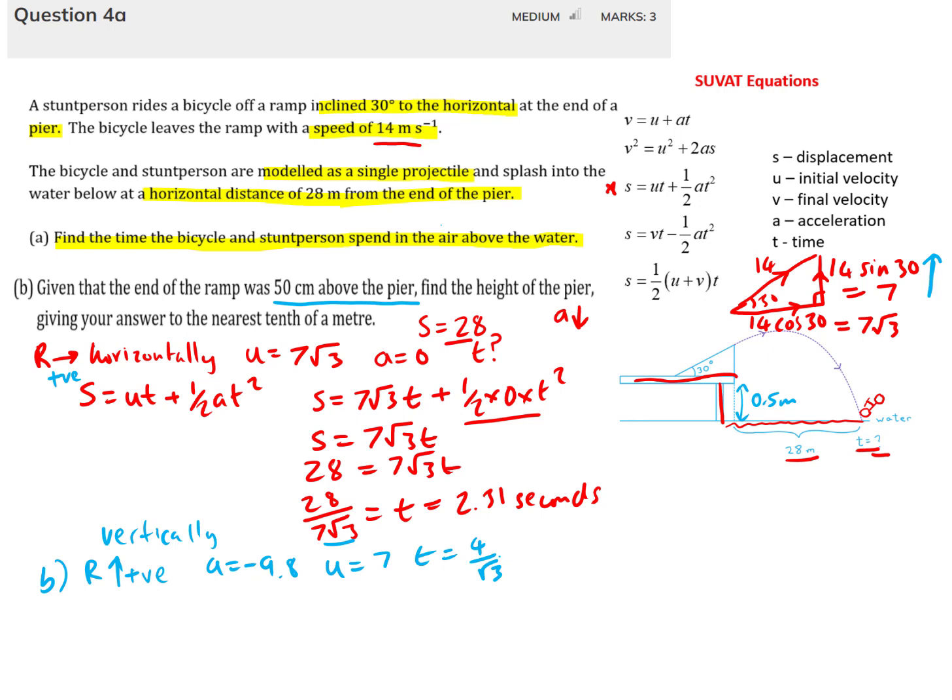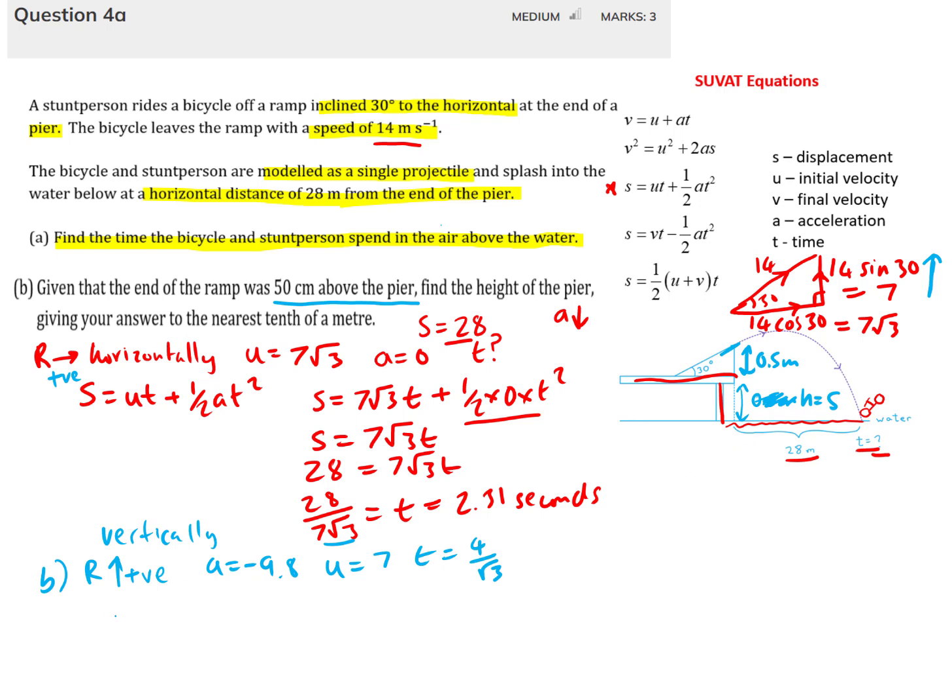And we need to find how long, and I've misread that question. That's not the height of the pier. It says given that the end of the ramp was 50 centimeters above the pier, so this is the ramp, that's 0.5 meters, and we're trying to find this height, which is going to be S in the SUVAT equation. Okay. So do be careful with your labelling and read the questions carefully.